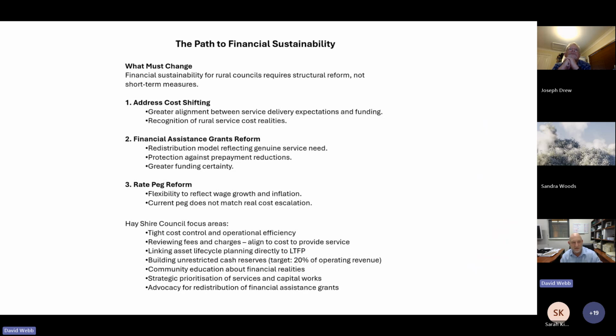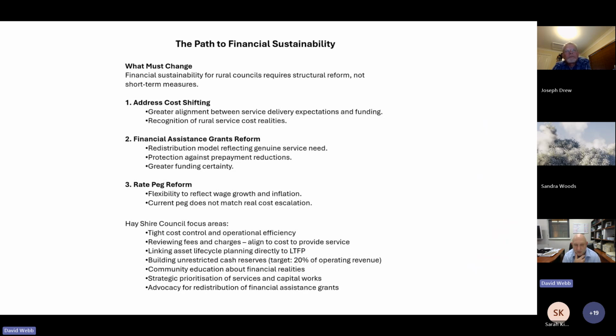So what must change? Financial sustainability for rural councils requires structural reform, not short-term measures. We need to address cost shifting, and I think the Council of New South Wales would understand that. We need recognition that rural services cost more for us to deliver, as Professor Drew showed with his index. And a better alignment of service delivery expectations and funding. What does the government expect us to deliver? Why are we helping deliver doctors' services when we're not involved in health?